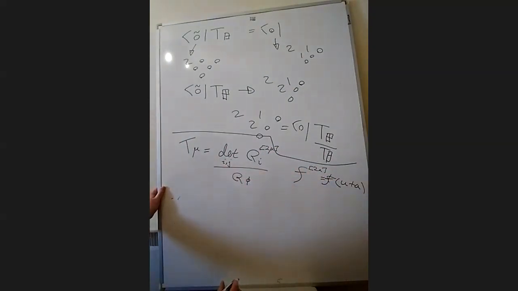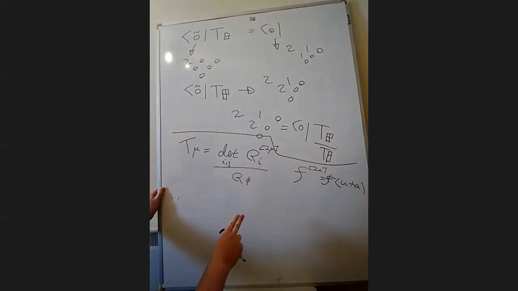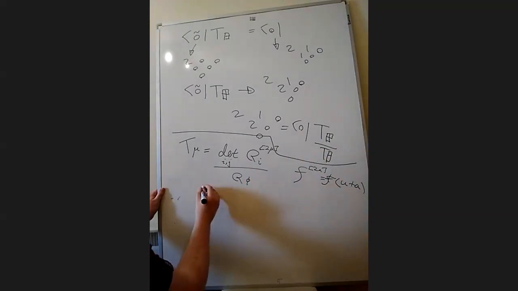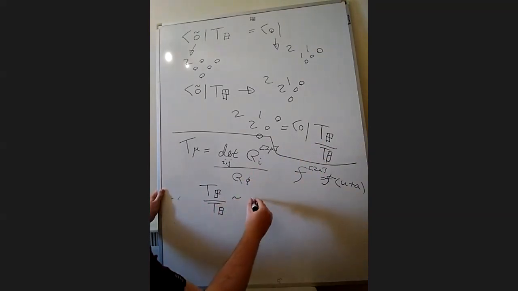So what you actually show is that if you take this ratio, some magic happens between all of the Q operators and their Q-Q relations, and you end up showing that this ratio is precisely a determinant, a 2x2 determinant now.